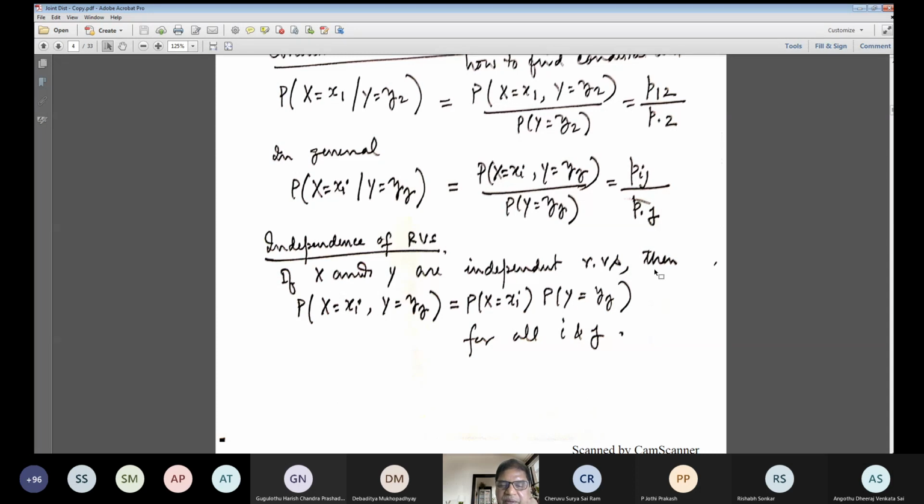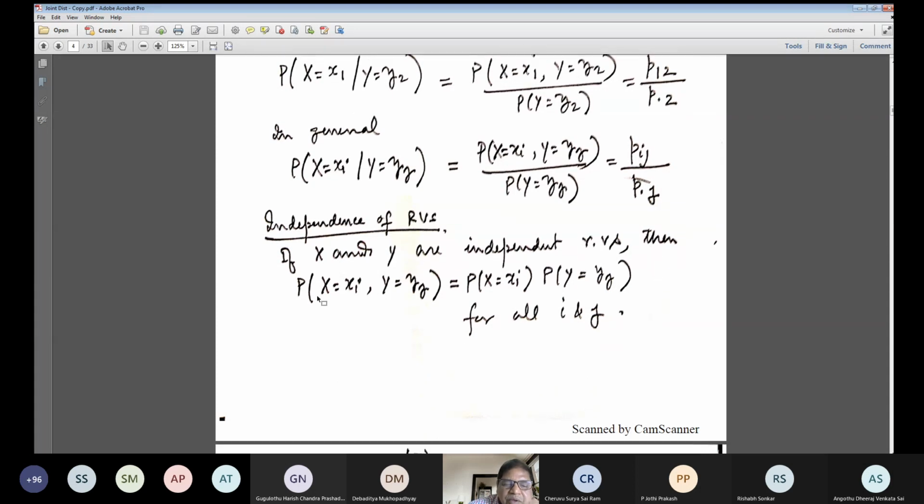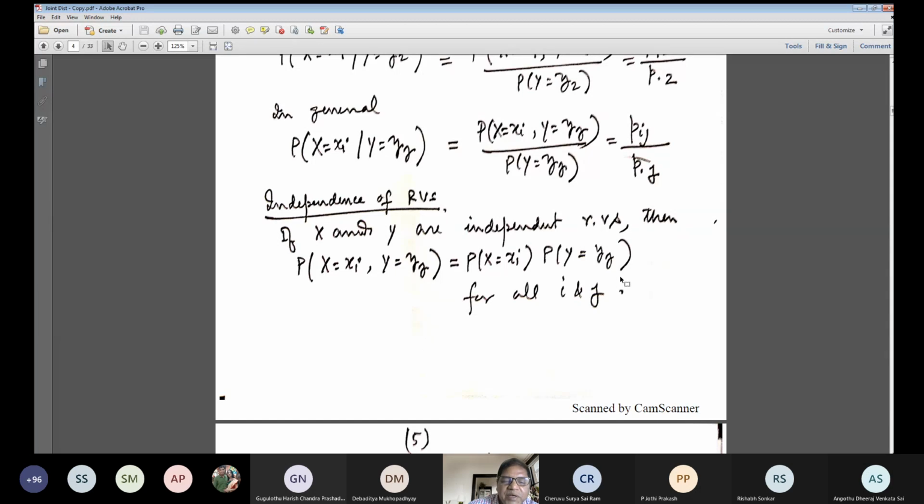If x and y are independent random variables, we write the joint probability as the product of their marginals. It is the same result as you have seen: the probability of AB equals probability of A into probability of B. From here we can also derive that if y is independent of x, then the conditional probability x equal to xi given y equal to yj will be equal to probability x equal to xi. Cross multiply, and you will get this result.